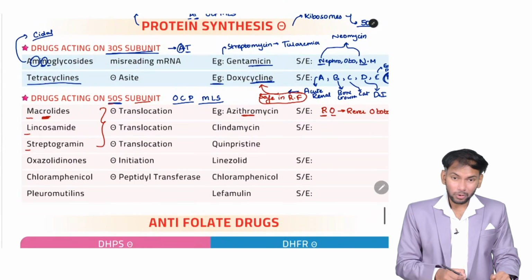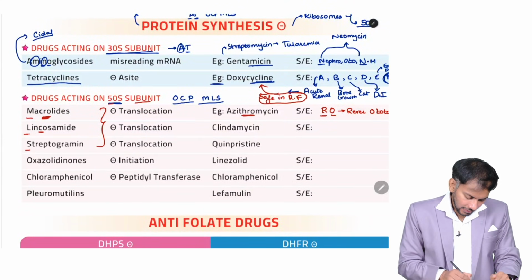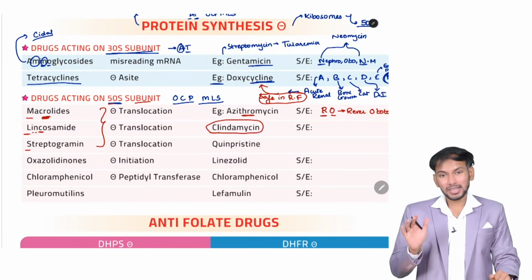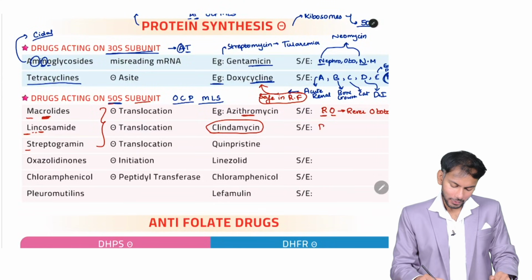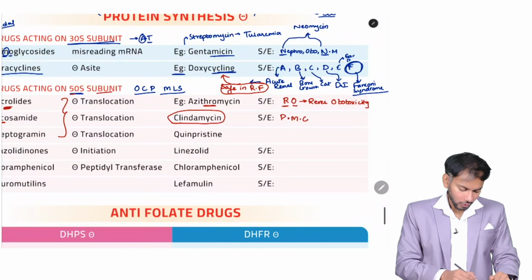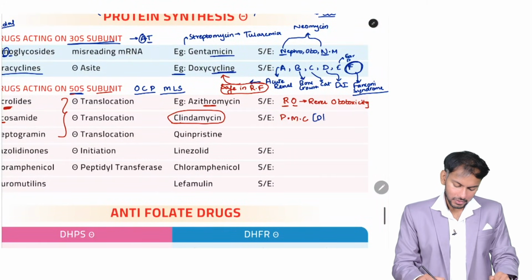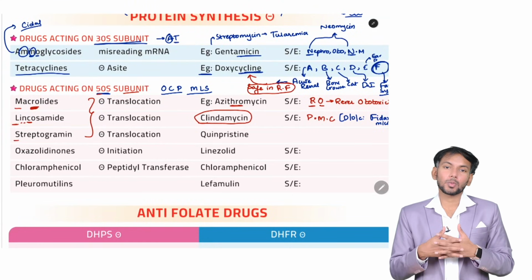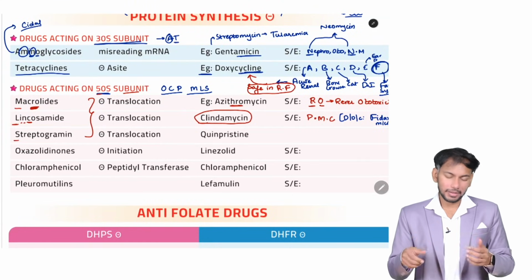Now, coming to lincosamides. See here, CLIN. It is clindamycin. What is the important side effect of clindamycin? It will cause something known as pseudomembranous colitis. Now, you tell me, what is the drug of choice or the best drug for pseudomembranous colitis? It is fidaxomicin. So the important side effect of clindamycin is pseudomembranous colitis, and the drug of choice is fidaxomicin.